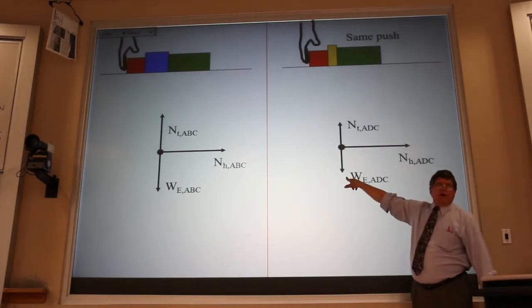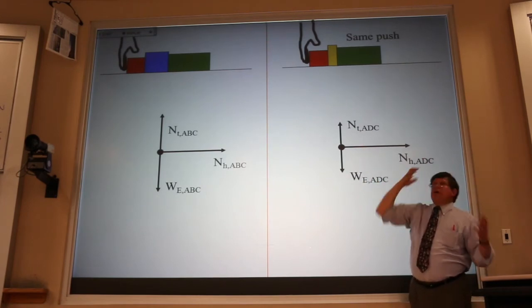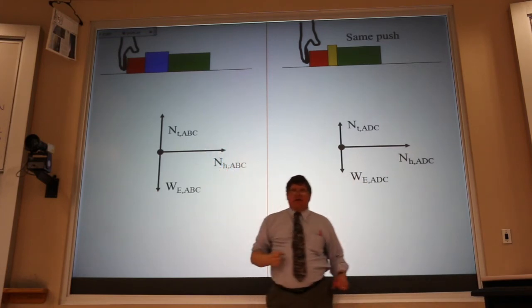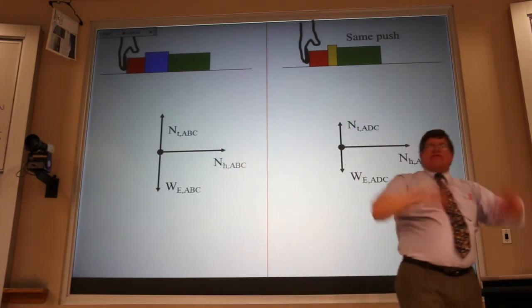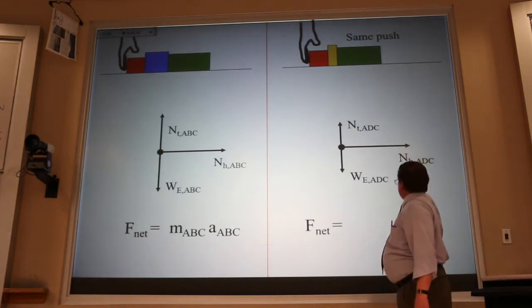Now if I do the same thing for A, D, and C, you'll see that the mass is smaller, so the weight is smaller. The table is pushing less. But the net force is the force by the hand in magnitude. The up cancels the down in both cases. So both of these diagrams have exactly the same net force, namely the normal by the hand.